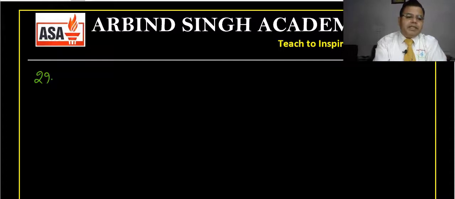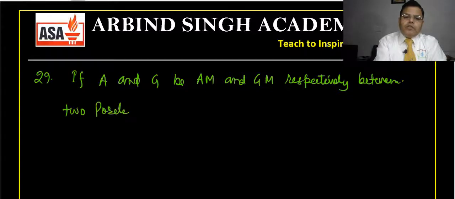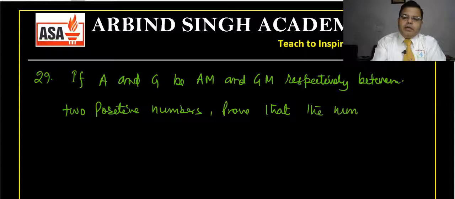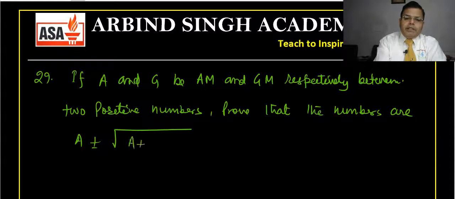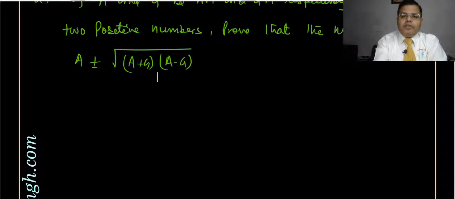So if A and G are the arithmetic mean and geometric mean respectively between two positive numbers, prove that the numbers are A plus minus under root (A plus G) into (A minus G). This is the question. So let us write the solution, how to deal with this question.